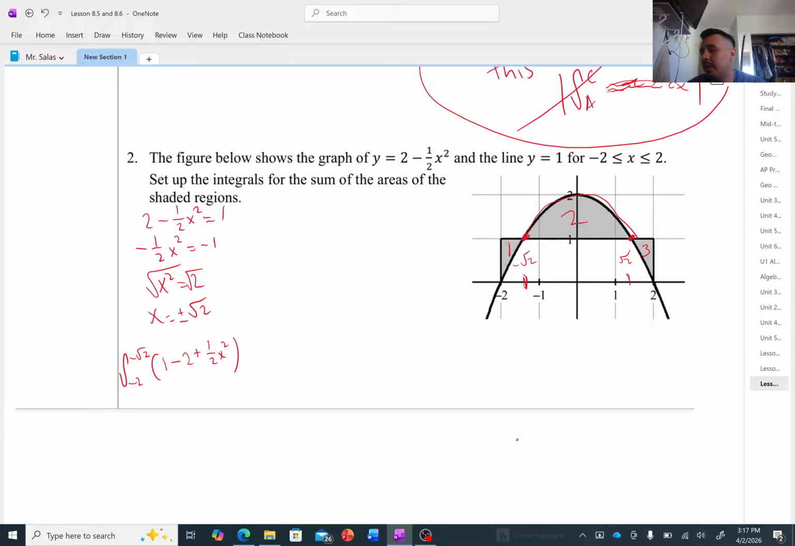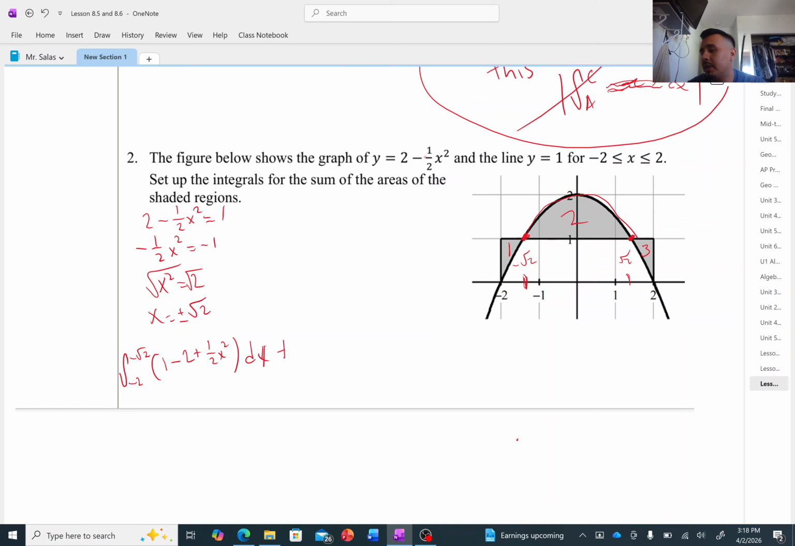The reason I did plus is because you see how this is a negative? I would have to insert this as a negative. So it'd be 1 minus 2 minus 1/2 x squared, and I distribute the negative, and by distributing the negative, I get a positive 2, a -2, and then a positive 1/2 x squared, right? Hopefully you see that that's how that works. dx.